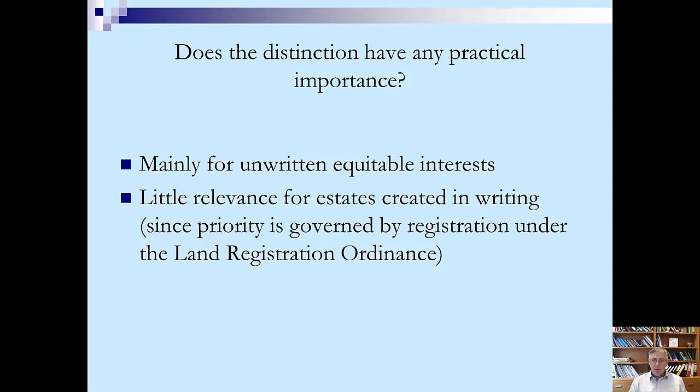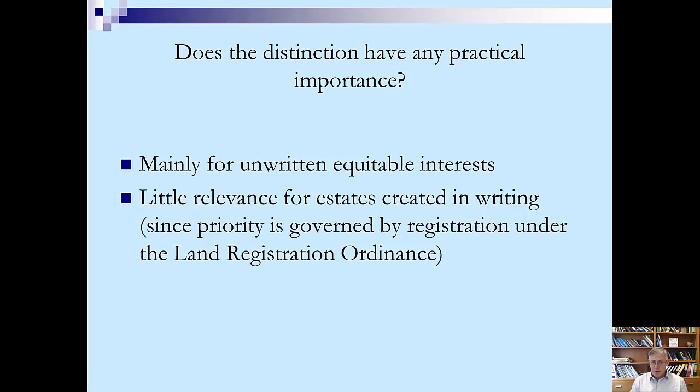Does the distinction between legal and equitable interests in land have any practical importance? The main practical importance is the different priority rules, but these different priority rules only apply to unwritten equitable interests, such as, for example, interests that arise under a resulting or common intention constructive trust, which arise out of some spoken arrangement or inferred from conduct, like making those financial payments I mentioned in the previous slide.